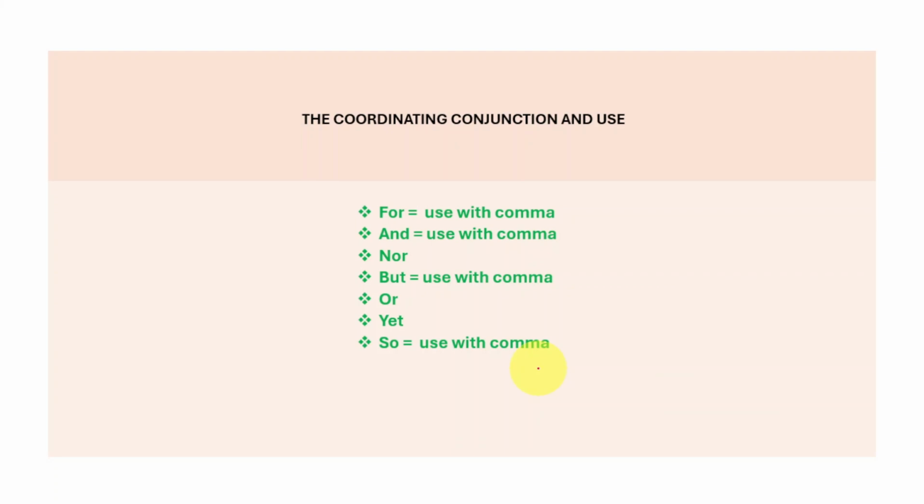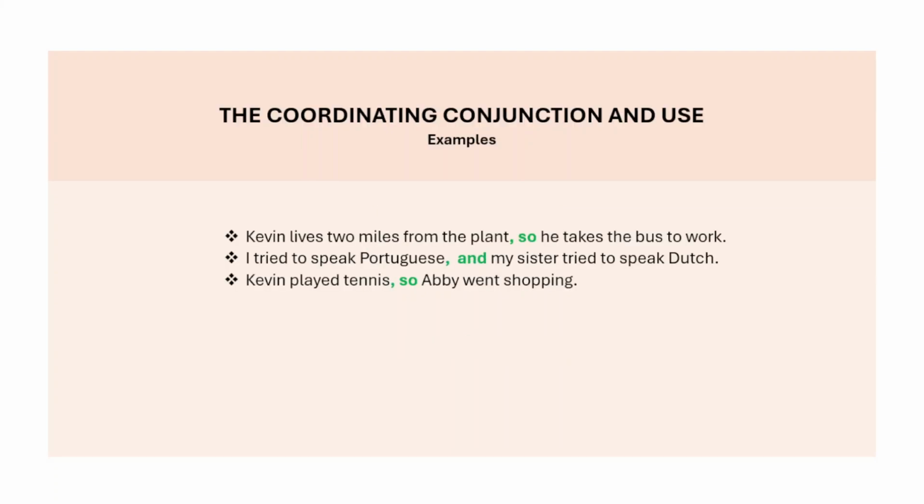If you look at the other examples I put there at the beginning, it depends. Sometimes we don't have to use a comma. We come here. Kevin lives 2 miles from the plant, so he takes the bus to work. I tried to speak Portuguese, and my sister tried to speak Dutch. Kevin played tennis, so Abby went shopping. When you take a look, you're going to see a comma there.